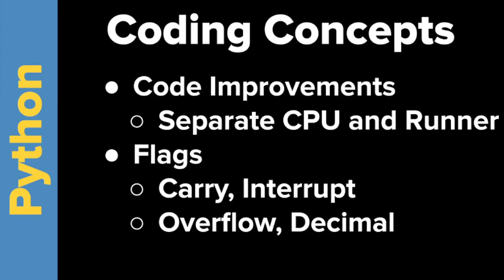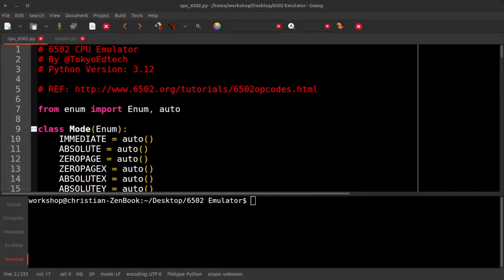There's overflow, which is when you go beyond a certain value. And then there's decimal mode, which is where it tries to mimic decimal as opposed to hexadecimal. To be honest, I don't know a lot about all of them, but I do know that they are flags, and I think I know how to implement those. So let's go ahead and take a look.